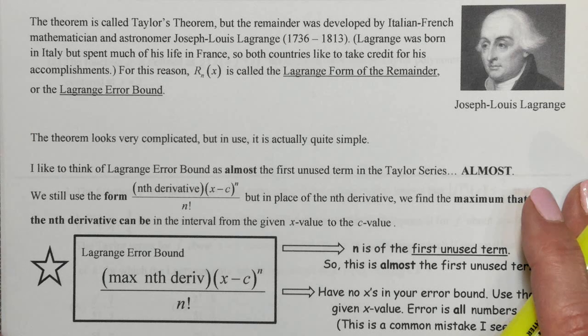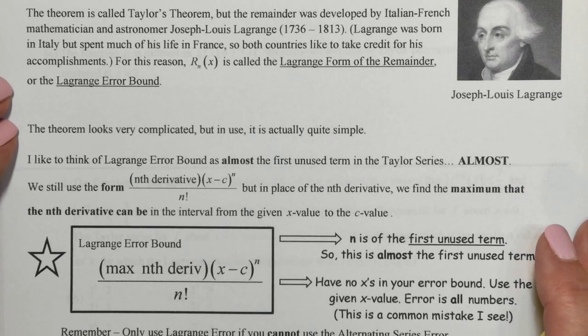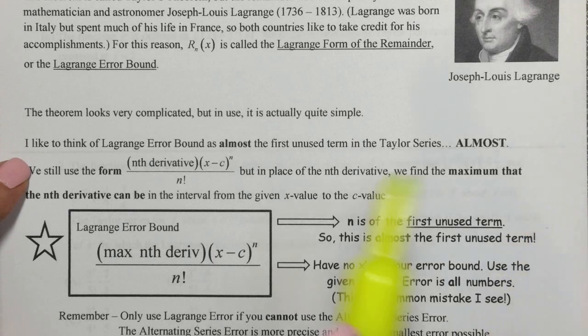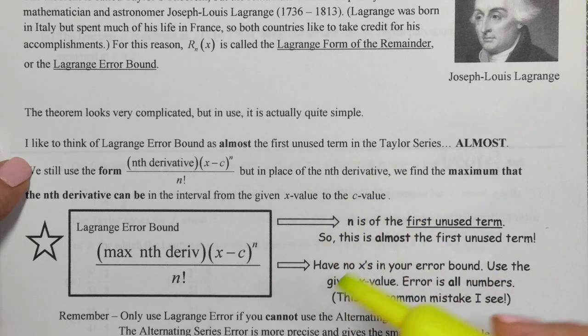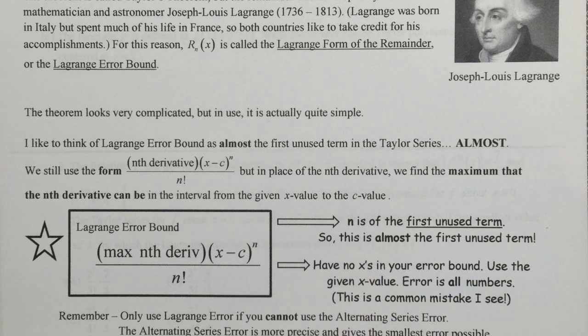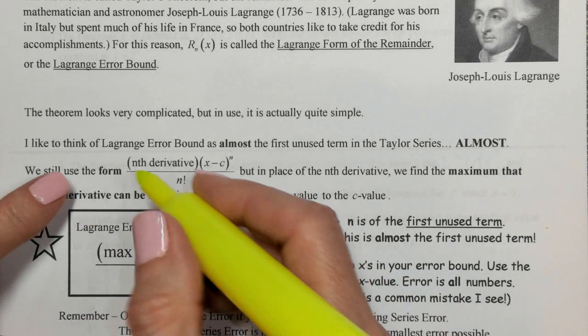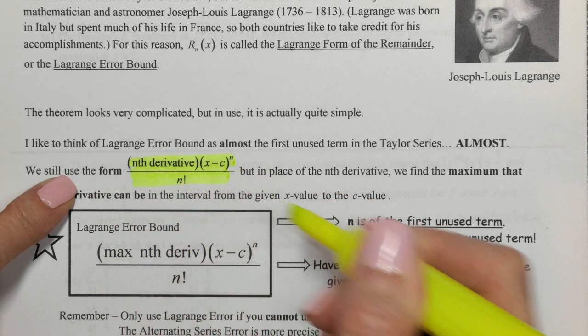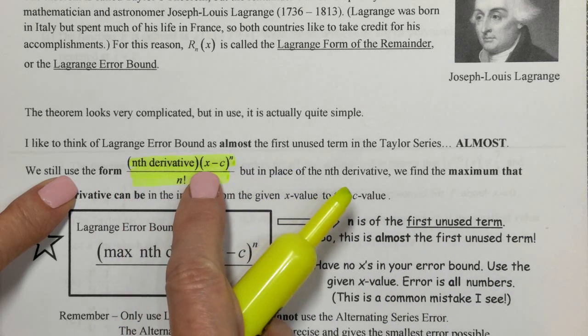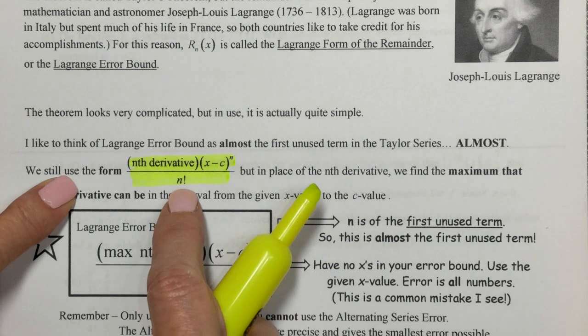In use, though, it is really very simple. I like to think of the Lagrange error as almost the first unused term in the Taylor series in your approximation. So if you're going to approximate with, say, 5 terms, well, the Lagrange error bound is almost the 6th term. Almost, okay? Not exactly. We still will use this form. That is the form of every term of a Taylor series, right? The nth derivative times x minus c to the n, over n factorial.